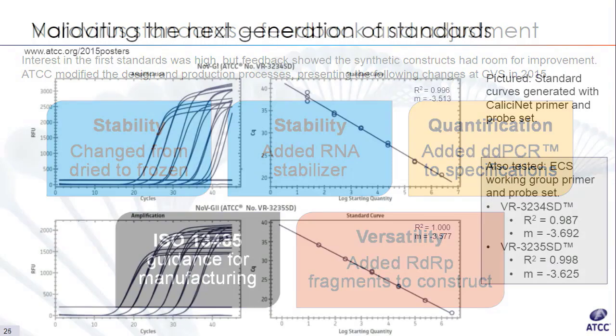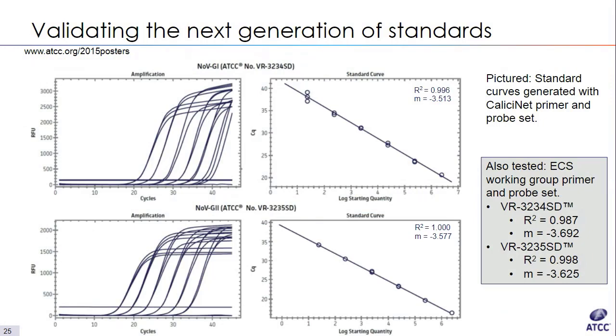The next several slides are from the poster that we presented at CVS, titled Development of Improved Synthetic Molecular Standards for Norovirus Genogroups 1 and 2. The full poster is available on the ATCC resources page for posters presented in 2015. First, the performance of the new constructs. We chose 2 third-party primer and probe sets, one from CaliciNet, CDC's norovirus outbreak surveillance network, and another recommended by the European Committee for Standards.